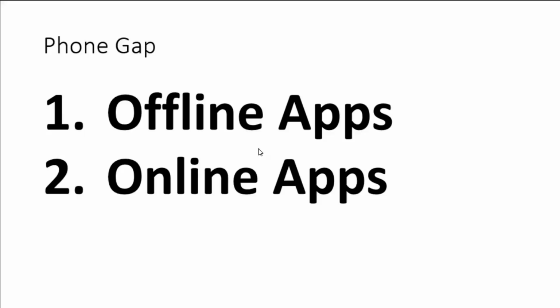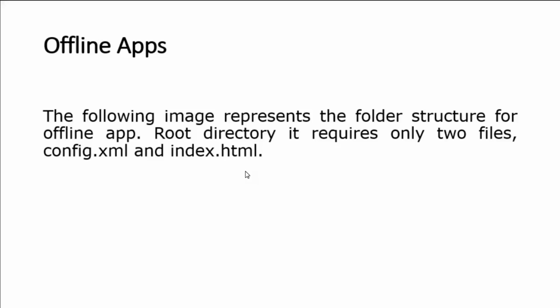The application is just based on offline mode. Now, online means that the application must pull from the internet, like Facebook and other applications that require internet access. Now, for the offline application, the following image represents the folder structure. For an offline application, the root directory requires only two files: config, and the extension of this config is known as XML, and also index, and the extension of this index is known as HTML.